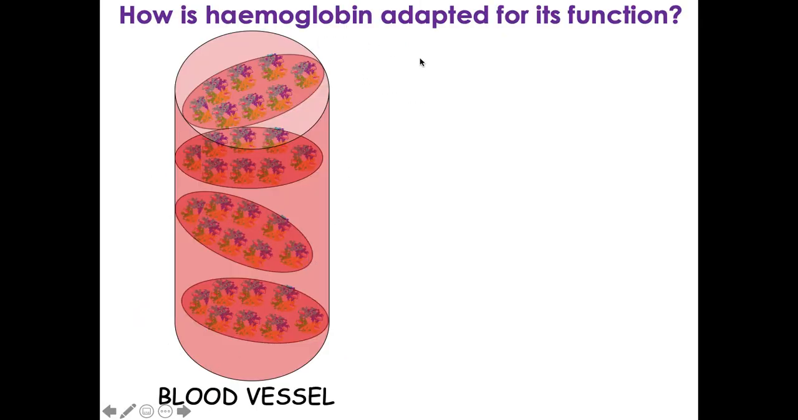Okay, so how is it adapted for its function? So this is a little diagram. This is supposed to be a capillary here. This sort of disc is supposed to be a red blood cell, and these are all the little haemoglobin molecules inside. Remember, red blood cells don't have a nucleus, so they've got more room to carry haemoglobin. They're like just little packages of haemoglobin, basically.